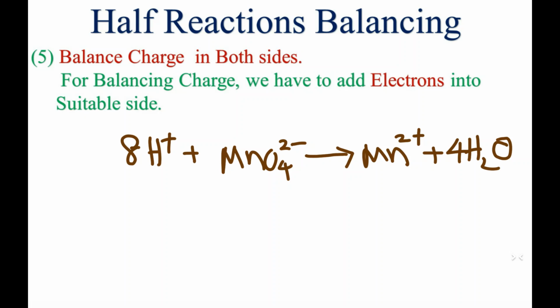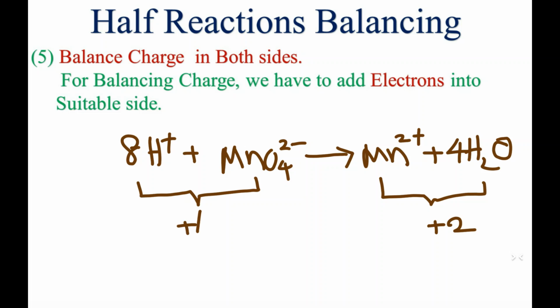Now you can see on both sides manganese, hydrogen and oxygen are balanced, so we have to balance electrons and the charge on both sides. First of all we have to consider the charge on the right side. On the right side you can see charge is plus 2 and this side charge is plus 6, so we have to add 4 electrons to balance the charge on both sides.